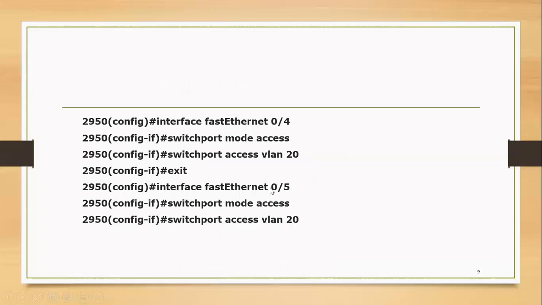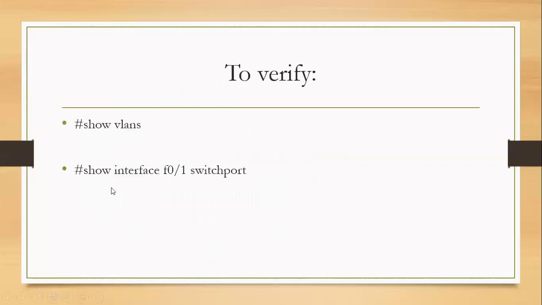The same way they have done for 20, and this is how you can verify. To verify, you can do show VLANs, which will show you the VLANs that you have created and the port numbers in those VLANs. If you want to verify your switch port type, whether it's access or trunk or whatever switch port mode it is, you can do show interface, the interface number that you want to verify, and switch port. This is how we can configure VLANs.